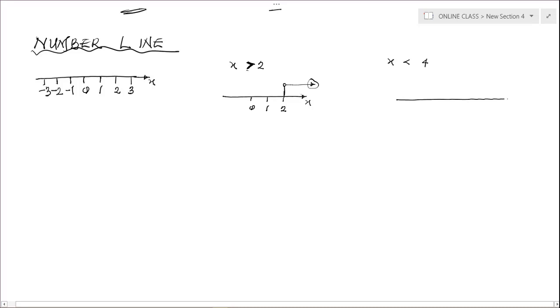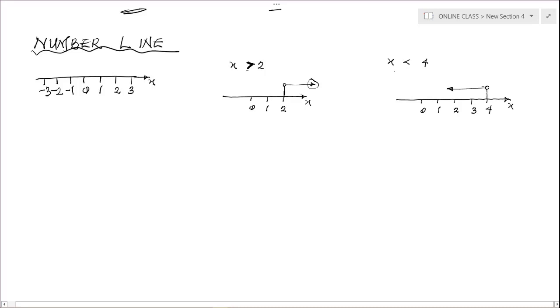Draw your line, then you have your 0, 1, 2, 3, and 4. X is here. On the 4, we draw the line down, then a circle. Then you draw to the left and put your arrow to the left, because the inequality sign is pointing towards the left.